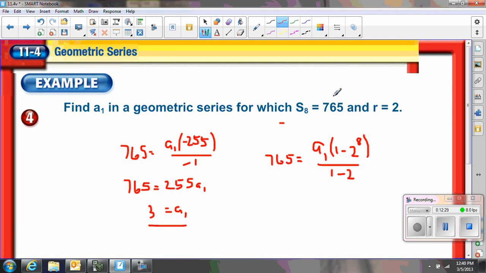So, if my common ratio is 2, I add together the first 8 terms and I get a total of 765. That means the first term must be 3.